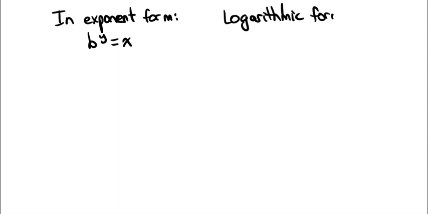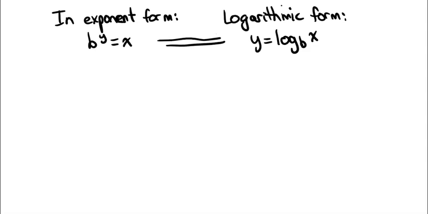we have this expression that b to the power of y equals x. And then in logarithmic form, which is just writing it without a power, it looks like y equals log base b of x, where b is a subscript. Those two things are equivalent. They are the same thing, as we saw in the graph a minute ago.